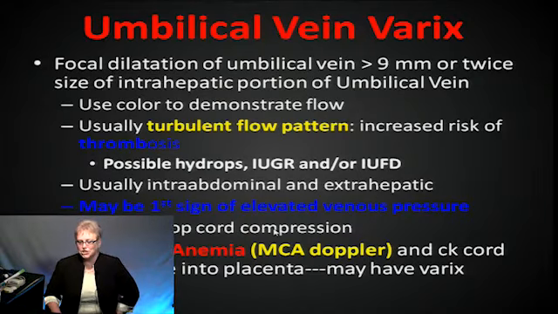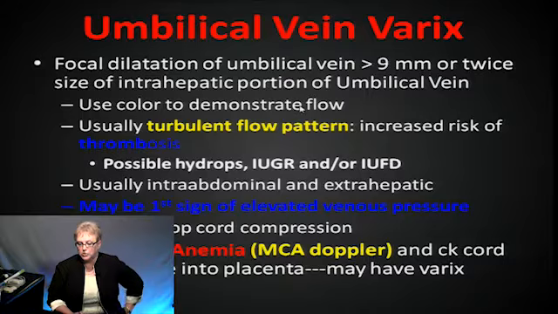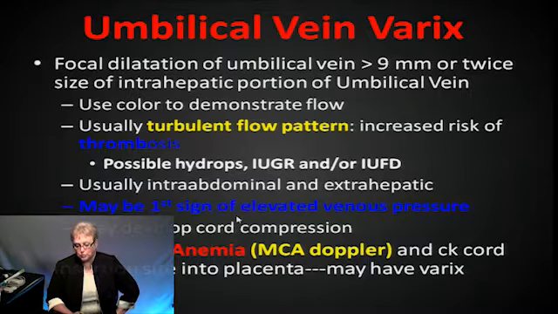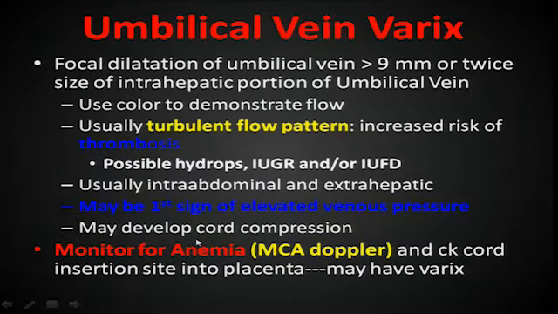It's a focal dilatation of the umbilical vein greater than 9 millimeters or twice the size of the intrahepatic portion of the umbilical vein. So color is really what's going to help you here. There's usually a turbulent flow pattern and increased risk for thrombosis. That's why we watch these. Possible hydrops, IUGR, and/or intrauterine fetal demise. It's usually intra-abdominal and extrahepatic, so before that umbilical vein gets into the liver. Maybe the first sign of elevated venous pressures, and may develop cord compression.